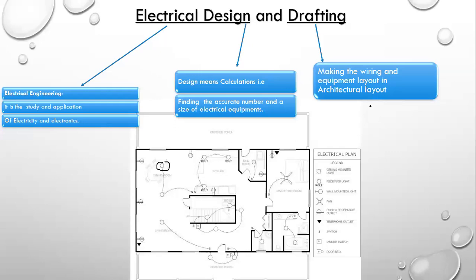Okay, Jayant, sir, which software is best for drafting? If you are doing 2D drafting, then AutoCAD is best. If you are doing 3D drafting, then Revit is best. So that depends.